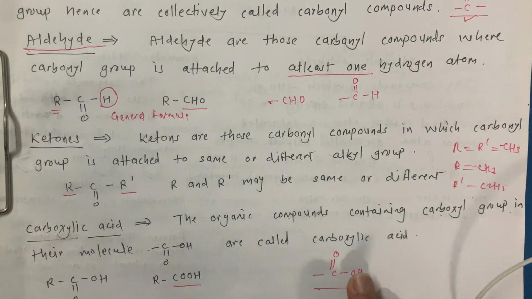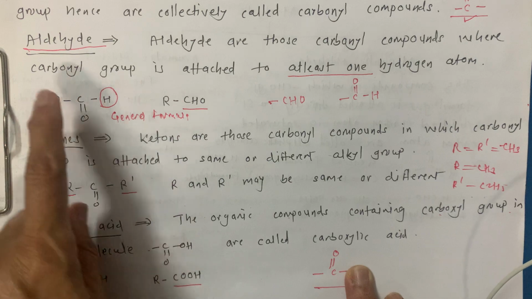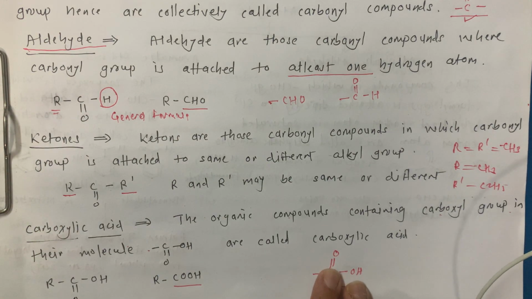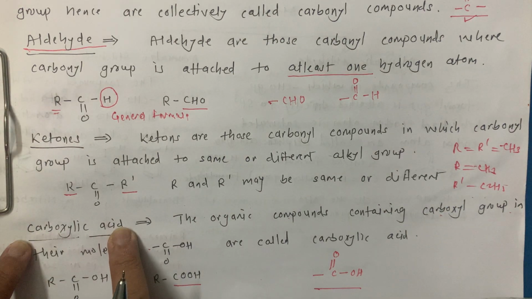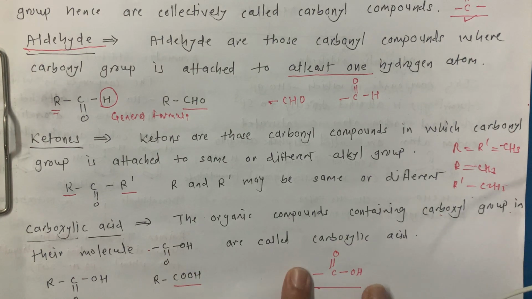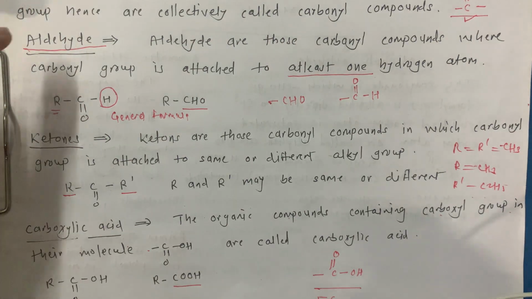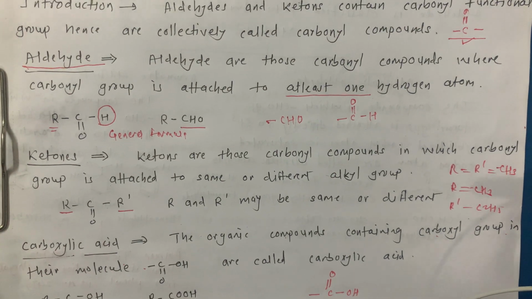This is the carbonyl group which is present in ketone. Along with that, now there is OH, and now this becomes carboxylic acid. So dash C double bond O OH is the functional group of the carboxylic acid. Is that clear? Aldehydes, ketones and then carboxylic acids. Okay. Now next.